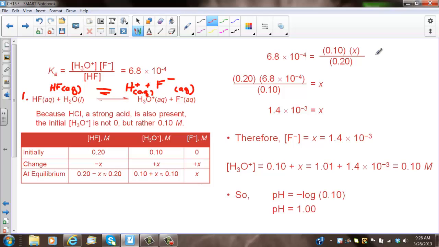So what might look different here is that if you're using your solver, as I did, you will probably just put 0.1 plus x times x over 0.2 minus x. And then you solve for x. And you'll get approximately 1.4 times 10 to the minus 3.